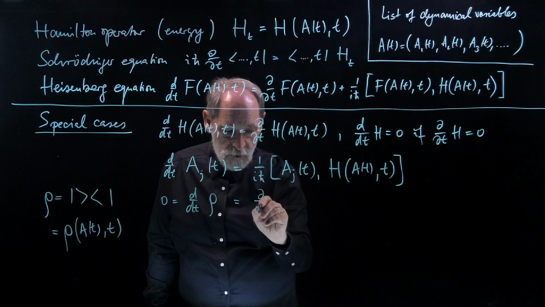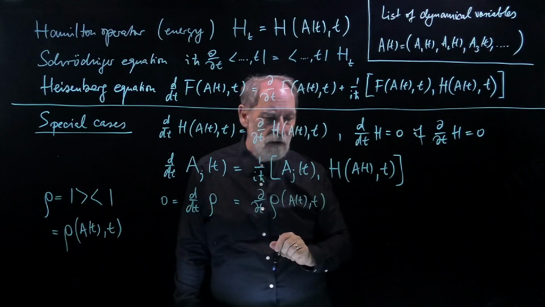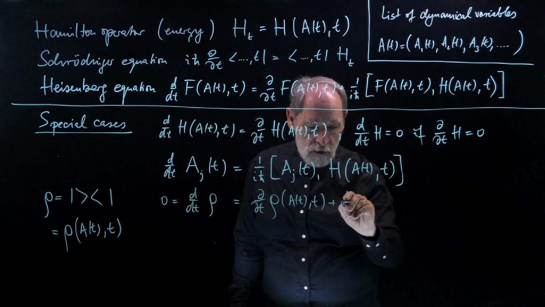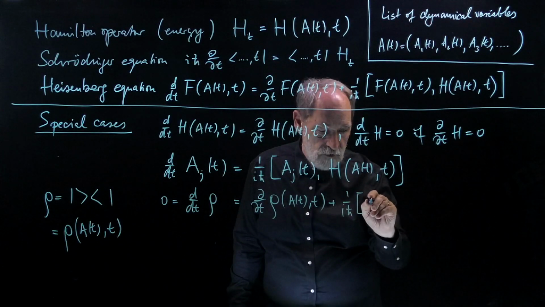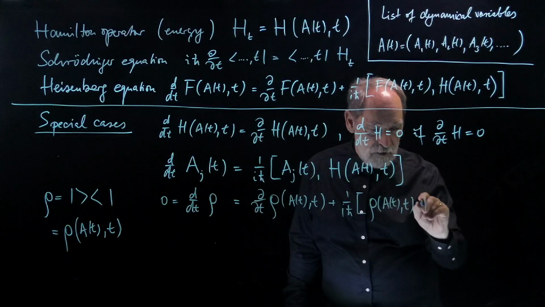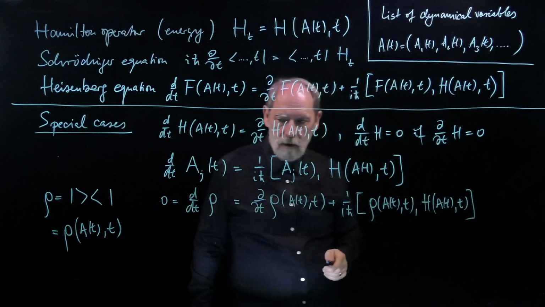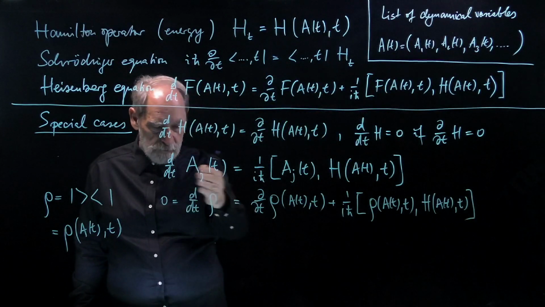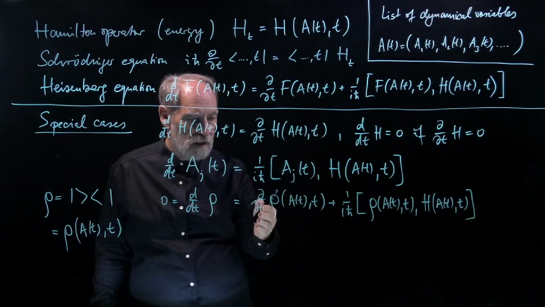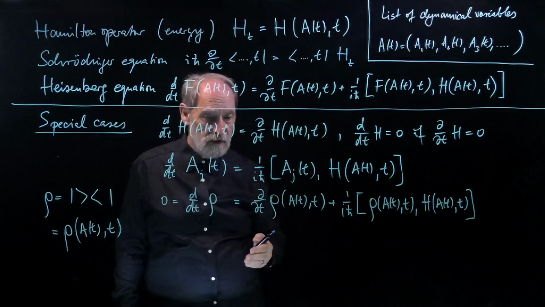Well, we have the parametric time dependence of rho, which is, as I said, a particular function of the dynamical variables and the parametric time dependence. And then there is the dynamical contribution to this time derivative, which is the commutator of the statistical operator and the Hamilton operator. So here we have no total time derivative, which means that the dynamical time derivative and the parametric time derivative compensate for each other.